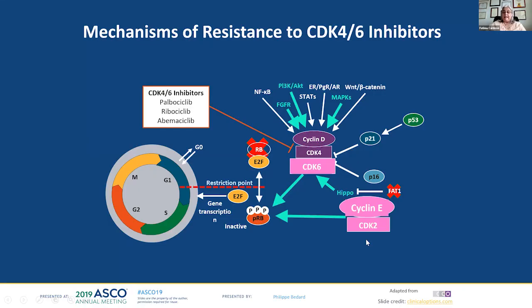Now, again, this complex slide is just to tell you that even the best drug has resistance eventually. So the tumor learns how to escape even from a CDK4/6 inhibitor. And these are the different mechanisms that we think are implicated in this resistance. But it's just to tell you that we need more options, because eventually the tumor will start to progress even with the CDK4/6 inhibitor. So what can we do after this?